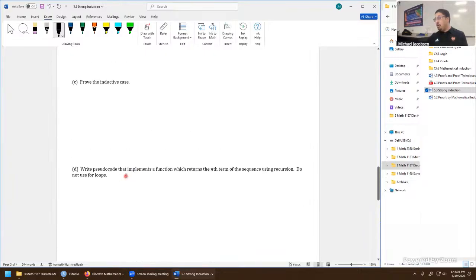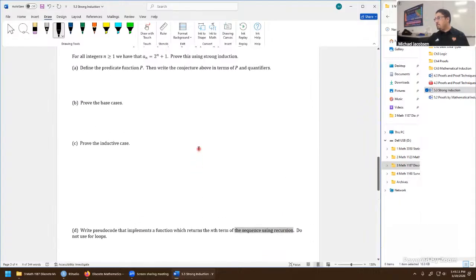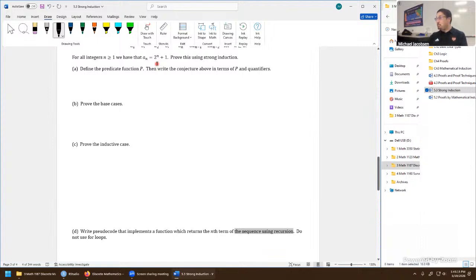We'll also write down pseudocode that implements this, returns the nth term using recursion. But you know there's two kinds of pseudocode we can give, so we'll give both. We'll give one using recursion, but you know the simplest pseudocode would just be use that, because if we prove it's true, then we don't use recursion, that's going to be the most efficient code ever, right? Fast evaluation, just an exponent to add one.